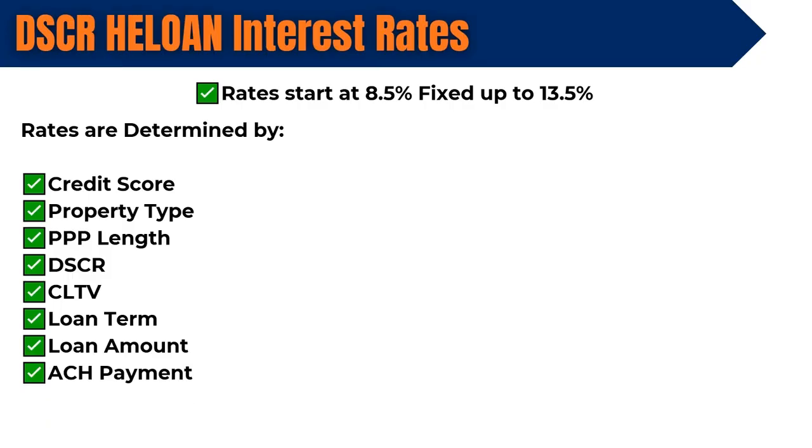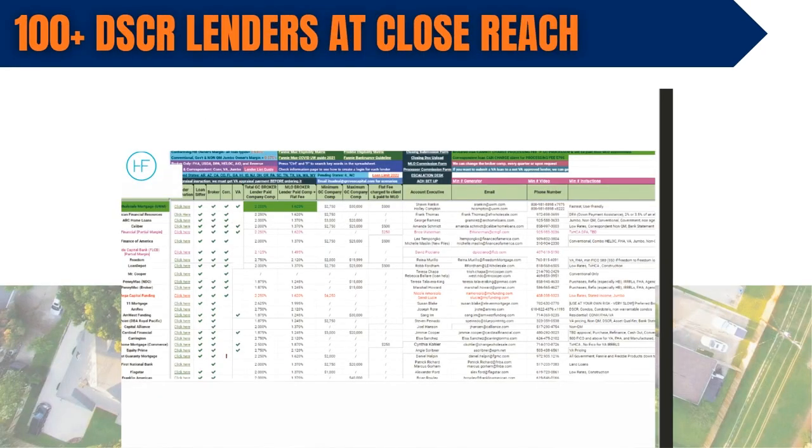So DSCR HELOC interest rates are determined by credit score, property type, the prepayment penalty length, the ratio of the actual property, the combined loan to value, the loan term, the loan amount, and then if you sign up for automatic payments with the lender. And once we have all of these pieces of information, then we can quote your own rate, and we can talk about the different rates and what you qualify for, and then how you can buy the rate down with discount points and what that means in the principal and interest payments.